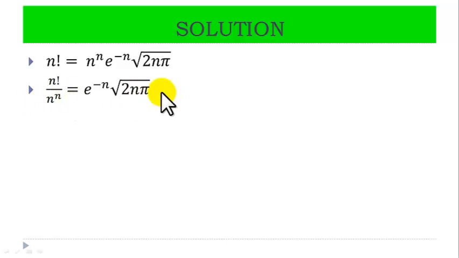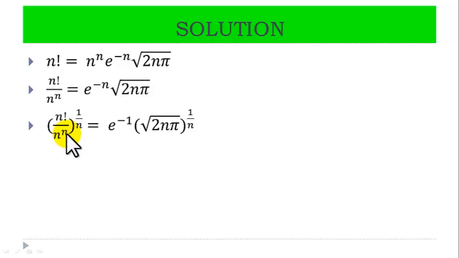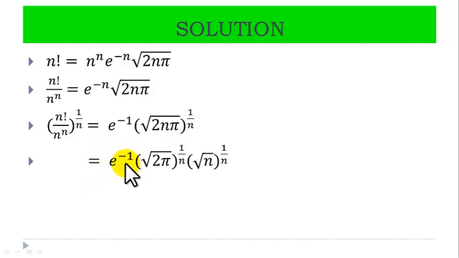Now, raising both sides to power 1 over n, this will give us (n factorial over n to power n) all raised to power 1 over n is equal to (e to power minus n root 2 pi n) all raised to power 1 over n. And this is equal to e to power minus 1, times (root 2 pi) raised to power 1 over n, times (root n) raised to power 1 over n.